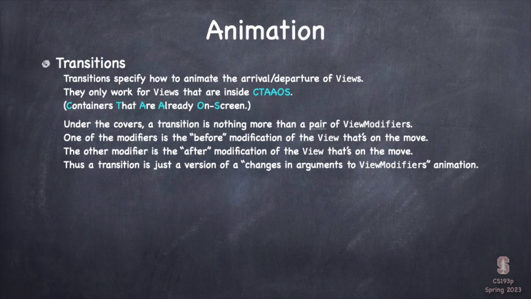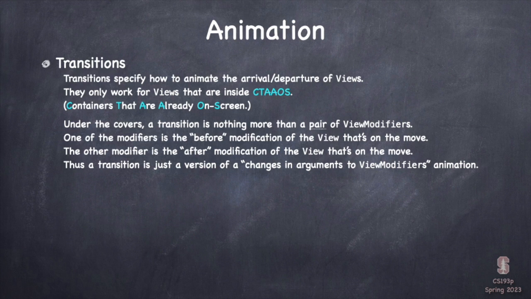A transition for coming on screen is just one view modifier that has the arguments of that view modifier before it comes on screen, and another view modifier that has the arguments for that view modifier when it is on screen, and it just animates between those two view modifiers as it's coming on screen. And you might have another pair for going off screen: a view modifier for what it looks like just before it goes off screen, and then another view modifier with its arguments set for when it is off screen, and it just animates between those two. So that's all under the covers though.